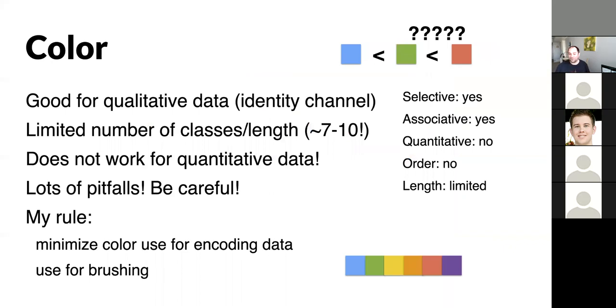Color is good for qualitative data. It's limited in the number of classes, as I mentioned several times. I can really only distinguish 7 to 10 colors when I want them to work in general.